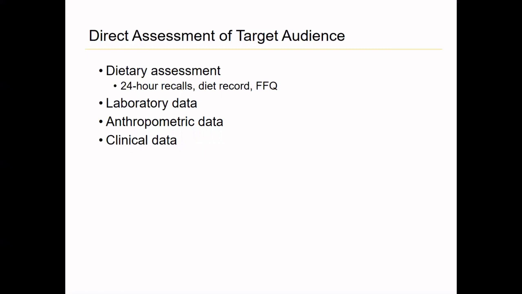The third type of quantitative method you could use in a needs assessment is a direct assessment. These can include things like a dietary assessment. So maybe you're going to do a 24-hour recall, diet records, maybe a food frequency questionnaire, or observations in a cafeteria like we talked about with the school needs assessment example. You could collect laboratory data, anthropometric data, or clinical data. Any of these could be considered direct assessment. Just a reminder, anthropometrics are things like height, weight, and waist circumference.